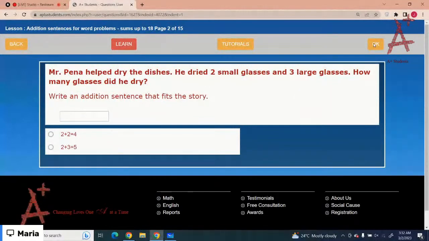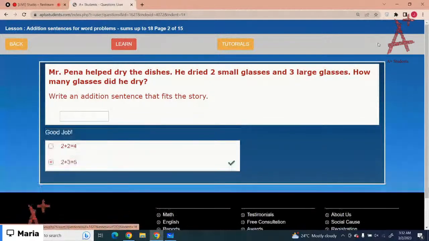Option number 1 has 2 plus 2. You have 2 and 3 involved in the question. That means the second one is the correct option. 2 plus 3 makes 5. Got it? So just select the correct option and click on the OK button.